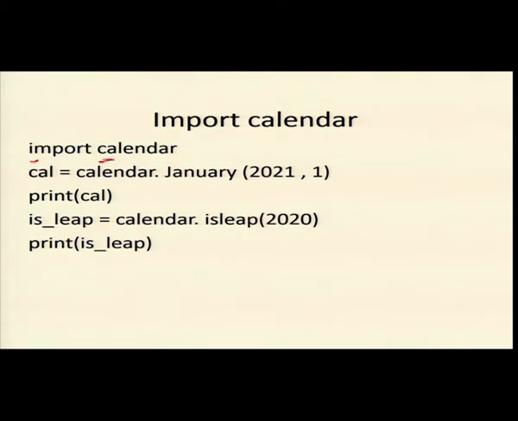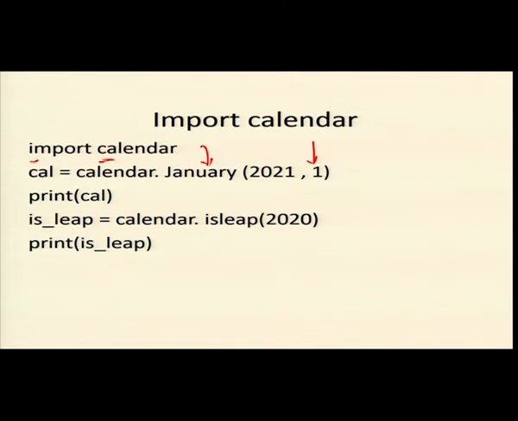Now, I give a variable called cal equal to calendar dot January open braces 2021 comma 1. These are all arguments. What does it mean? It means that from the calendar, it picks the month of January, and in the month of January it does not know which month it is. So, you are specifying that it is the first month of 2021. Now, I am printing the calendar. If I print the calendar, it will state January 2021, and then I am going to check whether 2020 is a leap year or not.